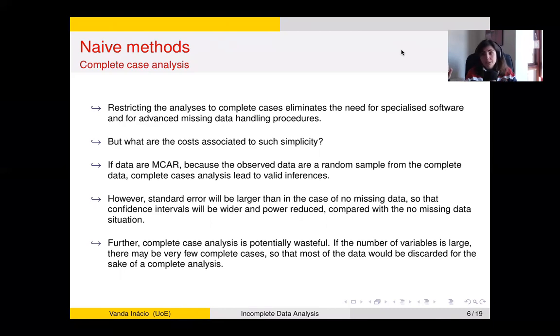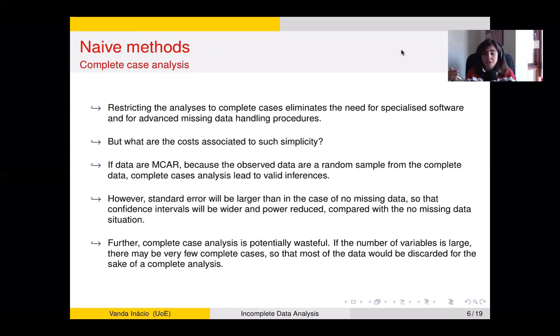Well, if the data are missing completely at random, we know that the observed data can be regarded as a random sample of the complete data, and so the inferences under a complete case analysis approach are valid in the sense that they lead to unbiased estimators. But although they lead to unbiased estimators, since we are working with a reduced sample size, the standard error of our estimates will be larger compared to what they would have been if we had observed the complete data set.